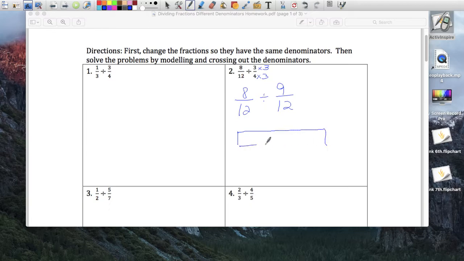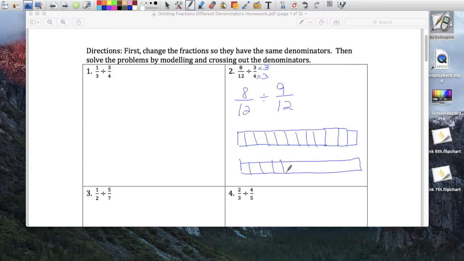So this time around, I'm going to use models first. 1, 2, 3, 4, 5, 6, 7, 8, 9, 10, 11, 12. And I'm going to do the same thing at the bottom. 1, 2, 3, 4, 5, 6, 7, 8, 9, 10, 11, 12. And let's shade in 8 for the first one, right? 1, 2, 3, 4. I think 1, 2, 3, 4, 5, 6, 7, 8. Yep, up to here. And the 9 is going to be just one more.